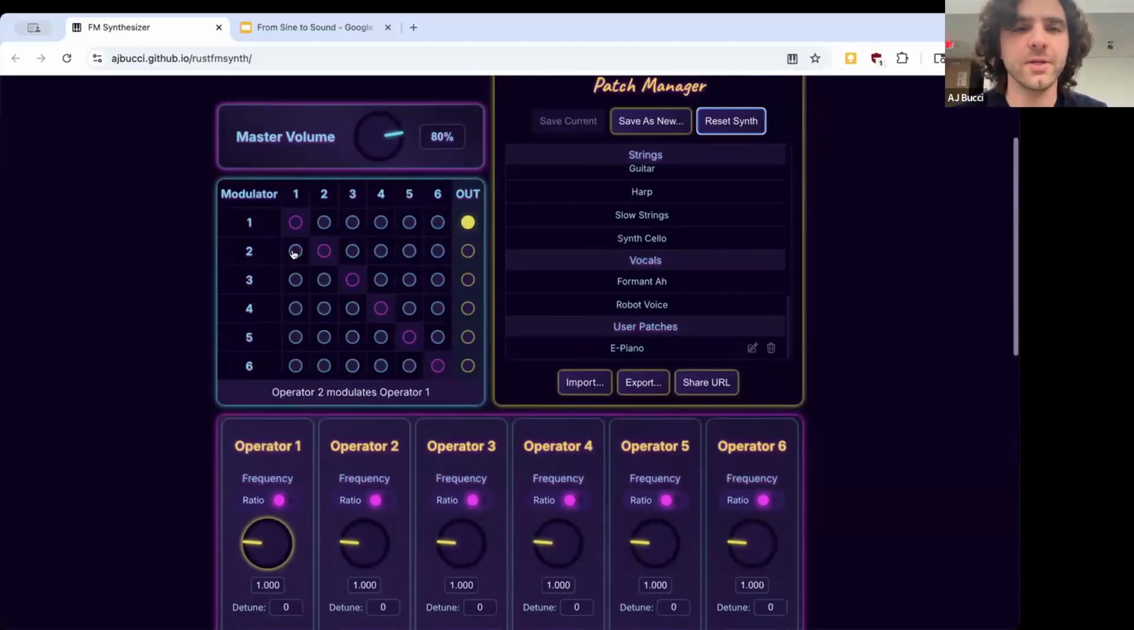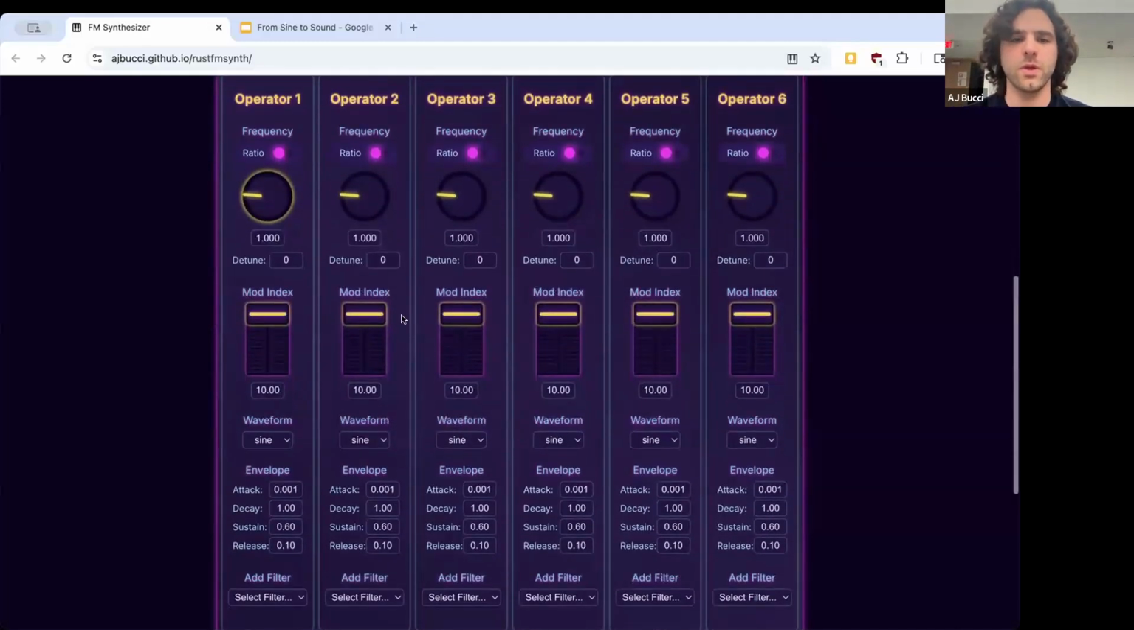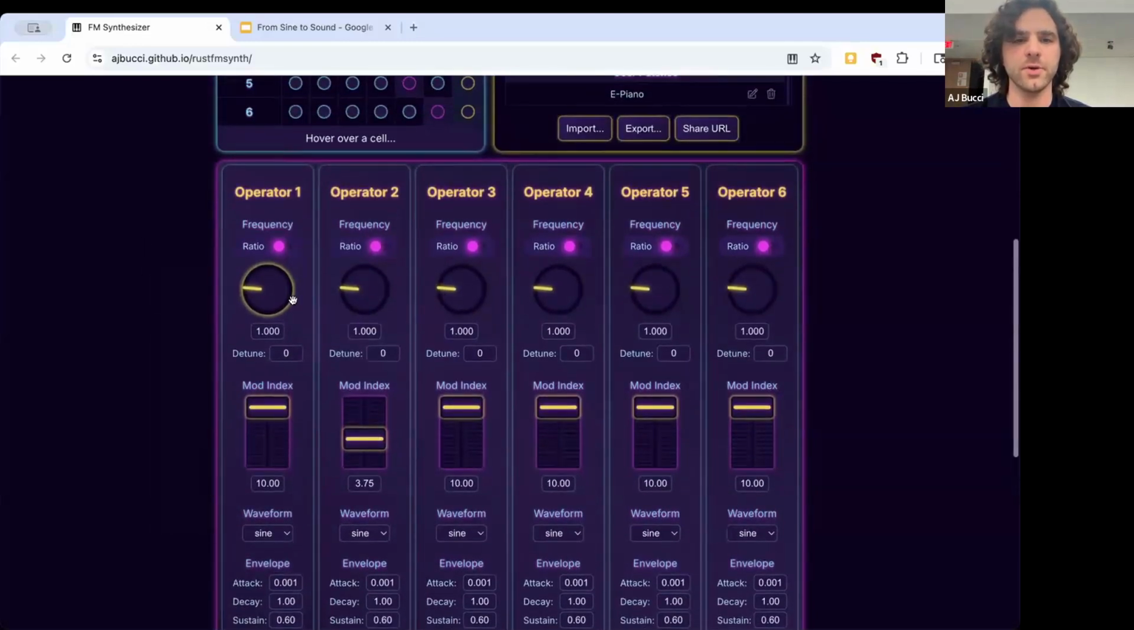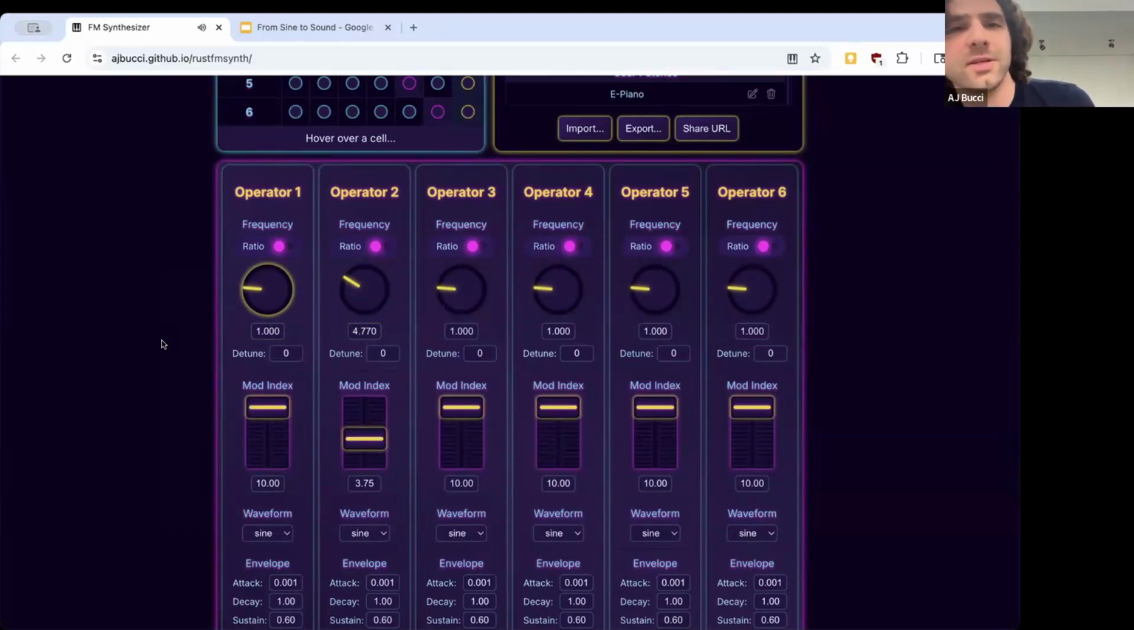Okay, so again, we're gonna use operator 2 as a modulator on operator 1. And we're gonna change the frequency ratio of operator 2 to be 4.77. Let's hear what this sounds like. That kind of sounds like a bell, right? Except a normal bell would decay. This sound doesn't decay. All right. But in our e-piano example, it didn't really sound like a church bell.